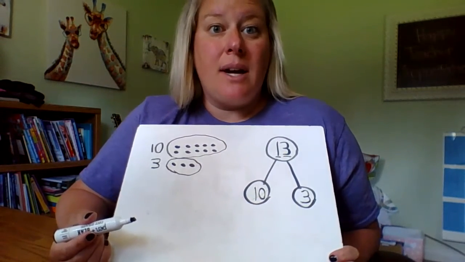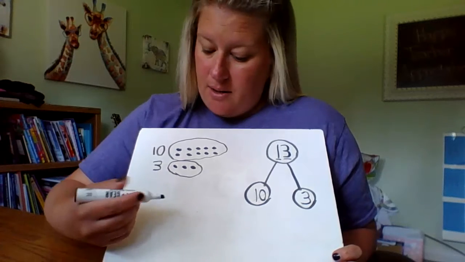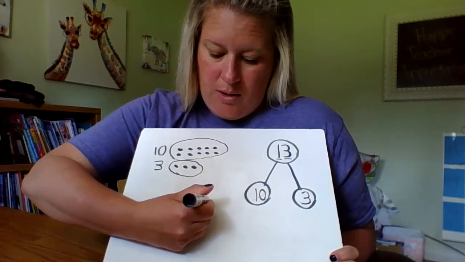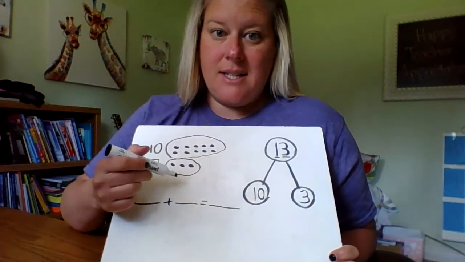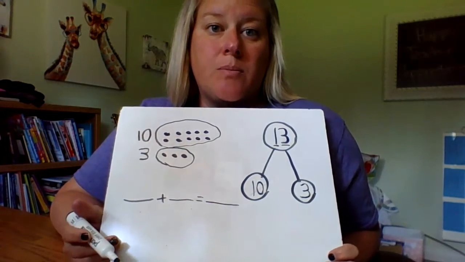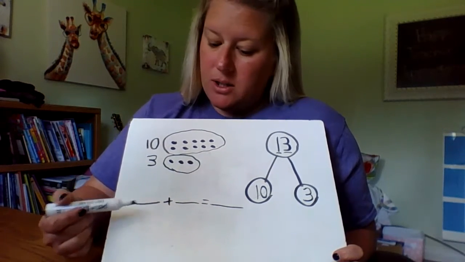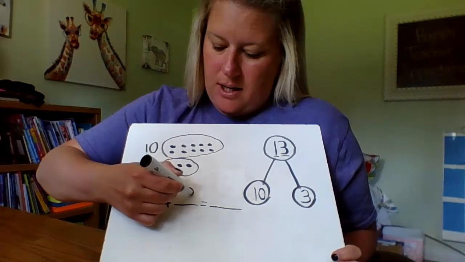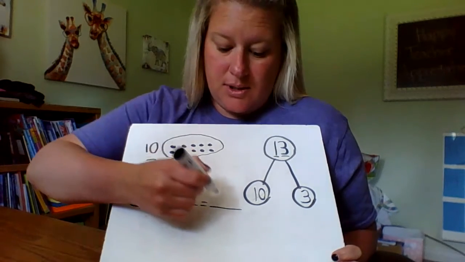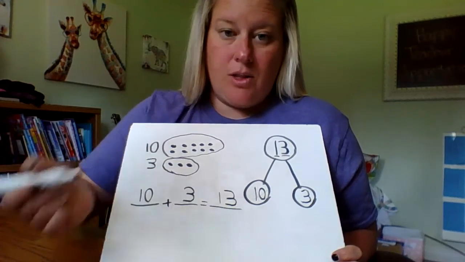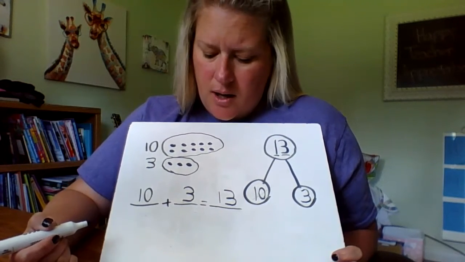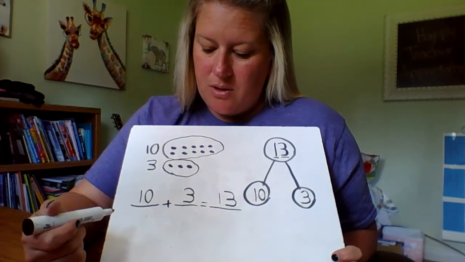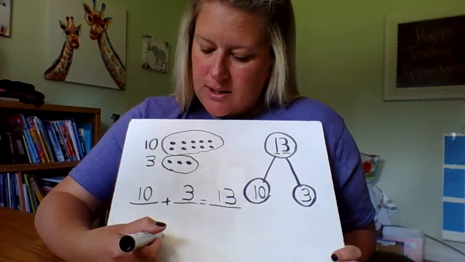Now I want to write an equation. Okay, remember your equations are two numbers added together to get you your whole number. Okay, now my parts would go here. 10 plus 3 equals 13.